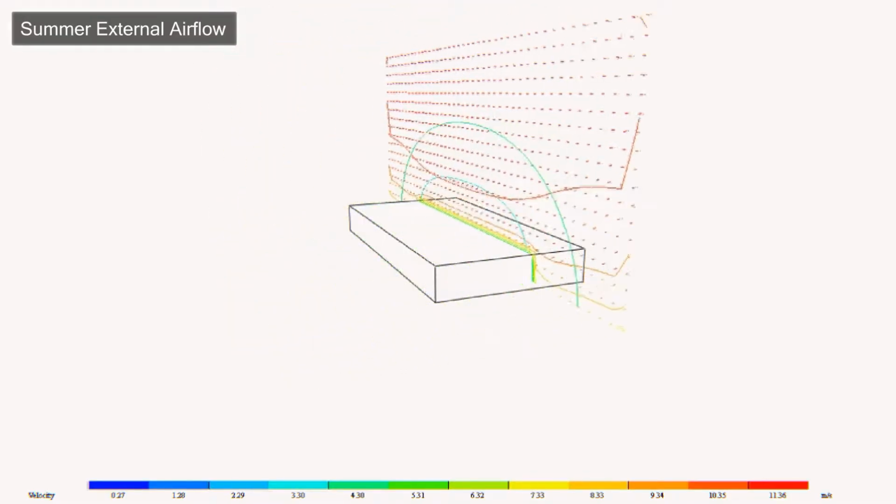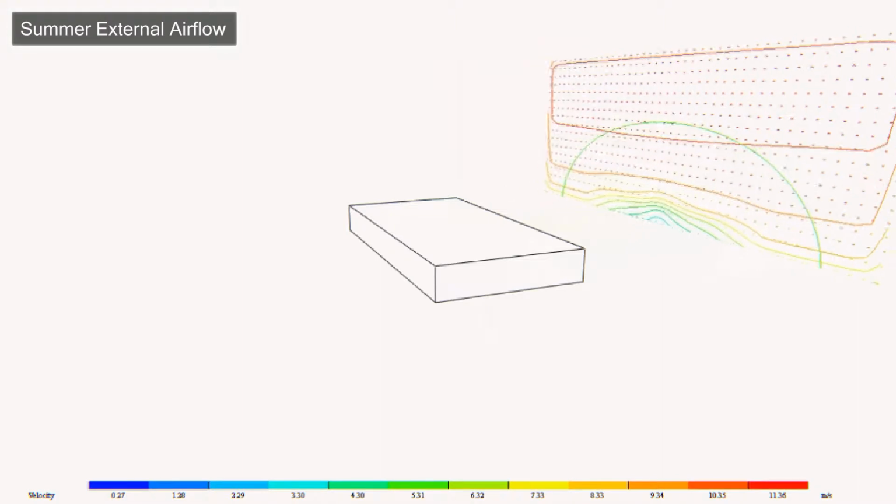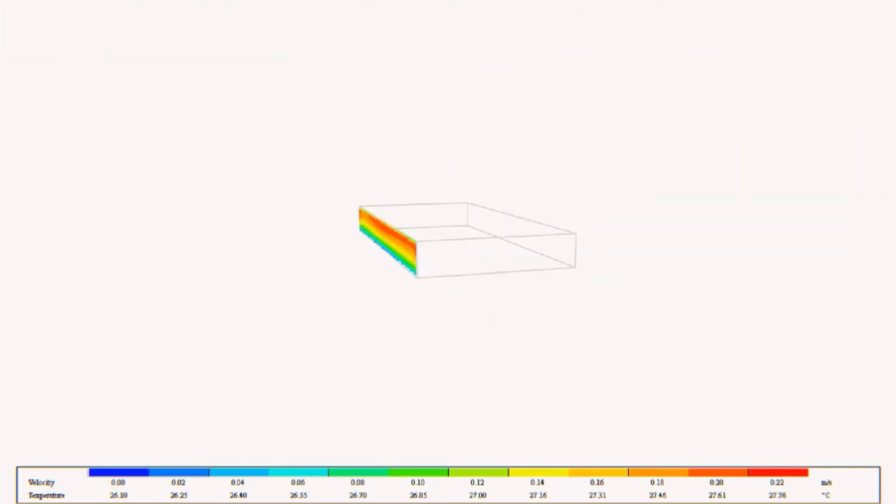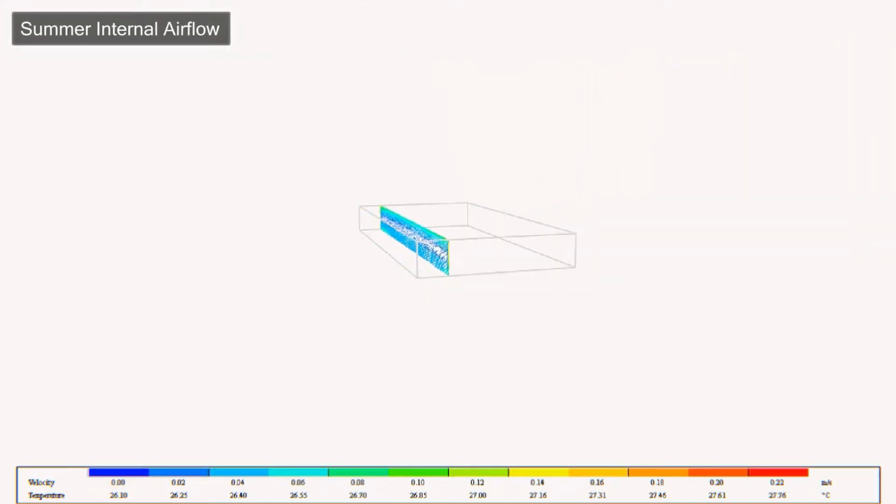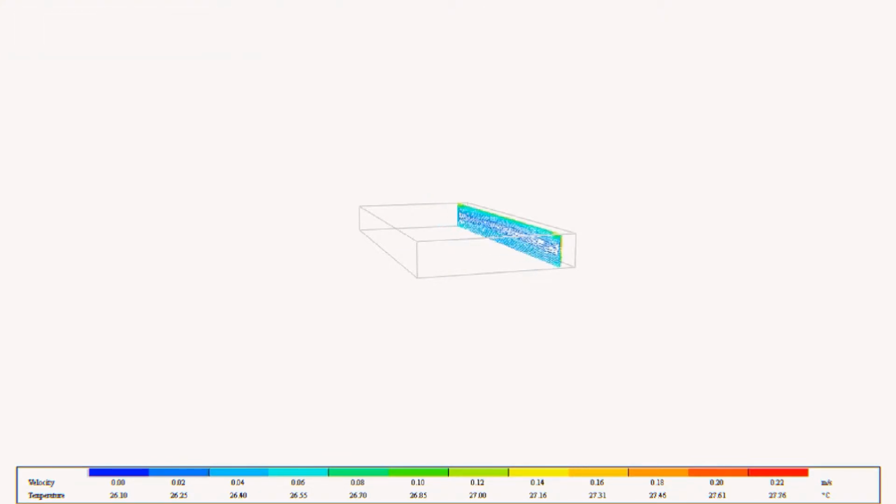We have also provided the simulation of external and internal airflow, which is predominantly from the north direction of the pavilion. The data is provided per season.